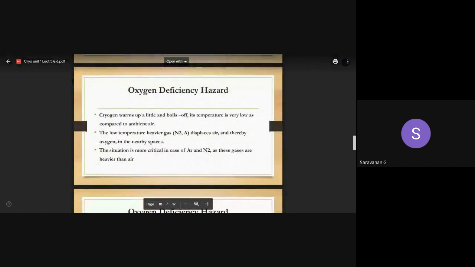Next, whenever there is a deficiency in oxygen, the fluid warms up a little and boils off. It is at a very low temperature compared to ambient air.